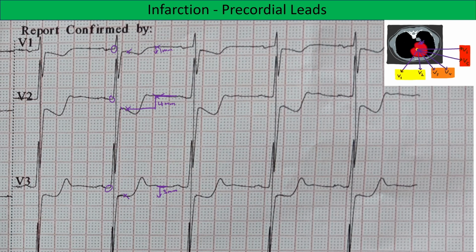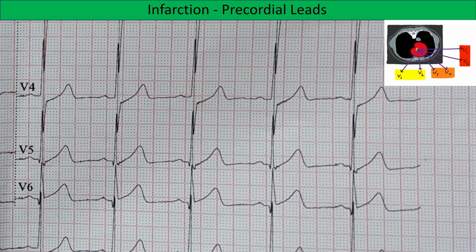So in this case, we have a posterior STEMI, and if you have a look, the posterior wall, let's imagine, is there. V1 and V2 are looking in front of it. If we put posterior leads from the back, so these would be called V8, V9, then we would see ST elevation. It would effectively be the reverse of V1 and V2. So really, even though we see ST depression in V1 and V2, this is actually ST elevation. And this is a posterior infarction.